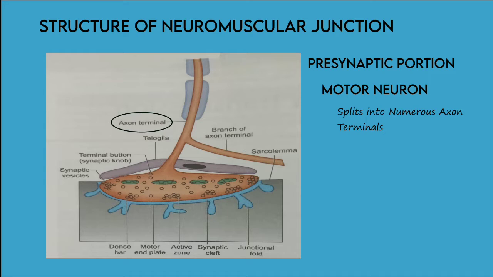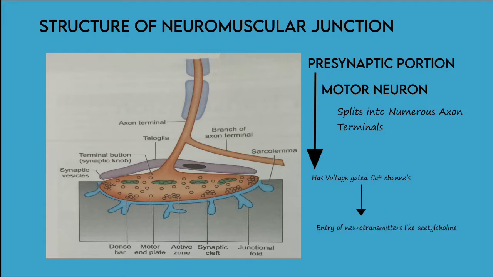Each axon terminal's expanded end is known as the synaptic knob, which has numerous synaptic vesicles filled with neurotransmitters like acetylcholine. The neurotransmitter-filled synaptic vesicles are more concentrated on areas of the presynaptic membrane known as active zones. The presynaptic membrane also has numerous voltage-gated calcium channels, and these calcium channels mediate the acetylcholine release.